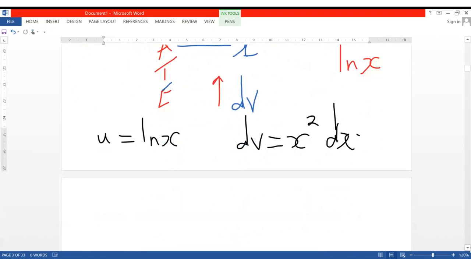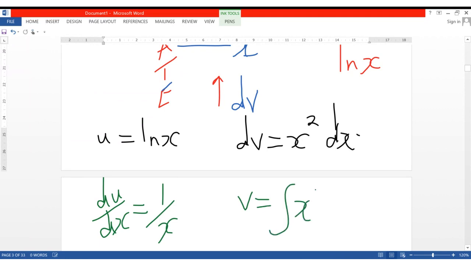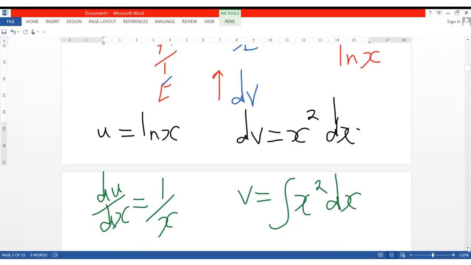And when you differentiate u, or let me just do du dx. Du dx here, what will I get? When you differentiate ln x, you'll get 1 over x. You're now on the differentiation, remember? Now, for me to get v, I must integrate this function. So when I integrate this function, what do I get?